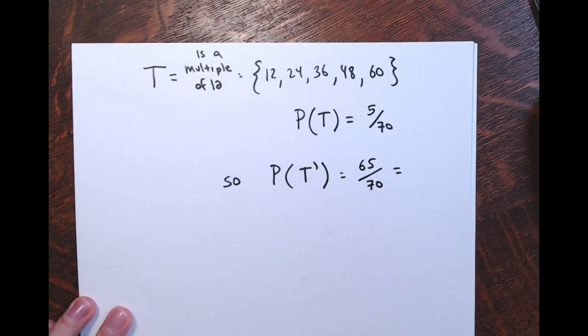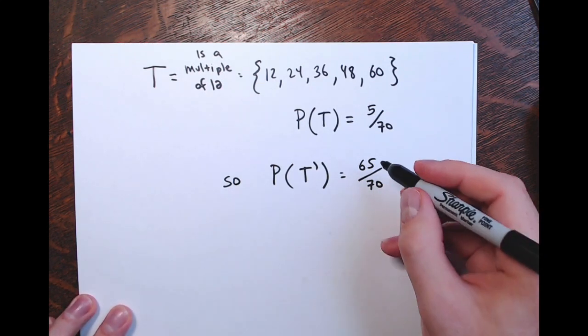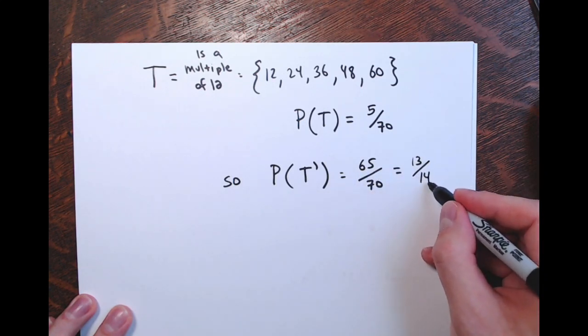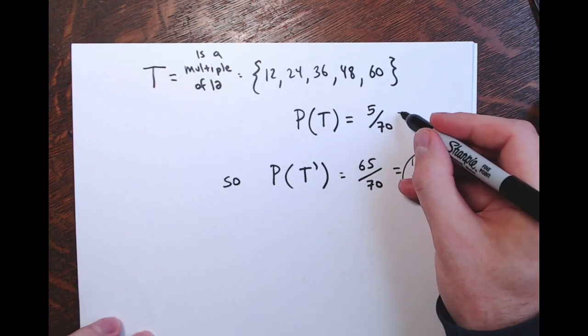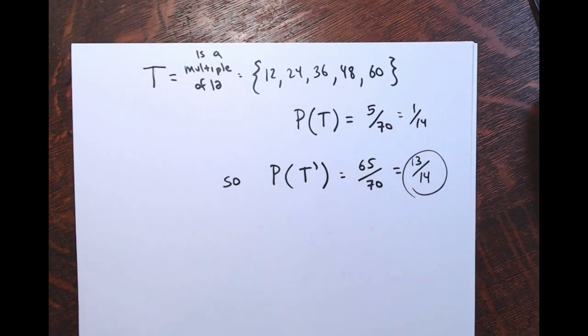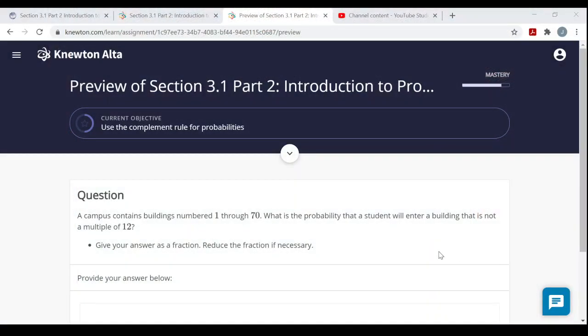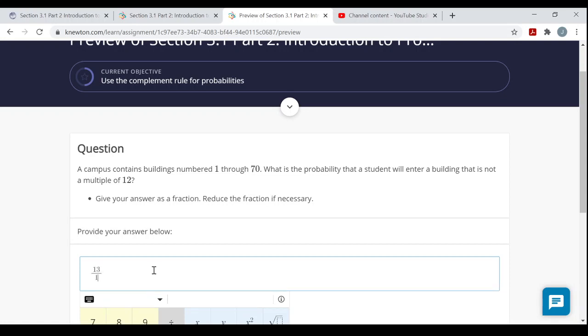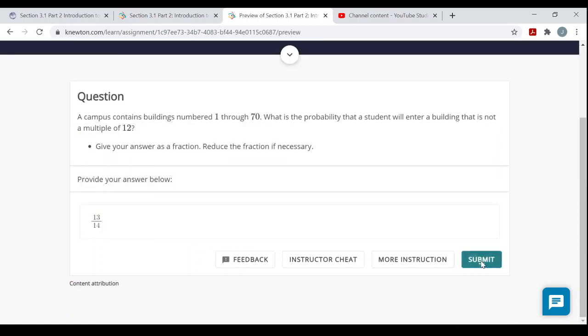And they did ask us to reduce. 5 goes into 65 13 times, and 5 goes into 70 14 times, right? So 13/14ths, and this is only 1/14th, if you divide each of those by 5. And again, see how they add up to 1? The probability of an event plus the probability of not that event should always add up to 1. So with the reduced fraction, the probability of not entering a building that's a multiple of 12 is 13 out of 14, 13/14.